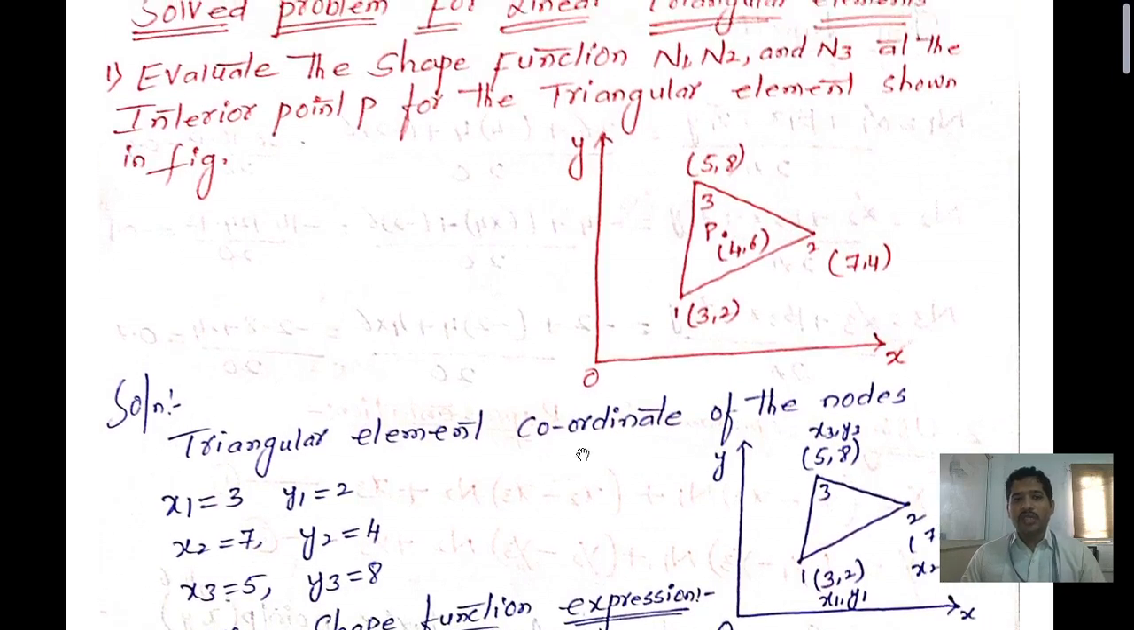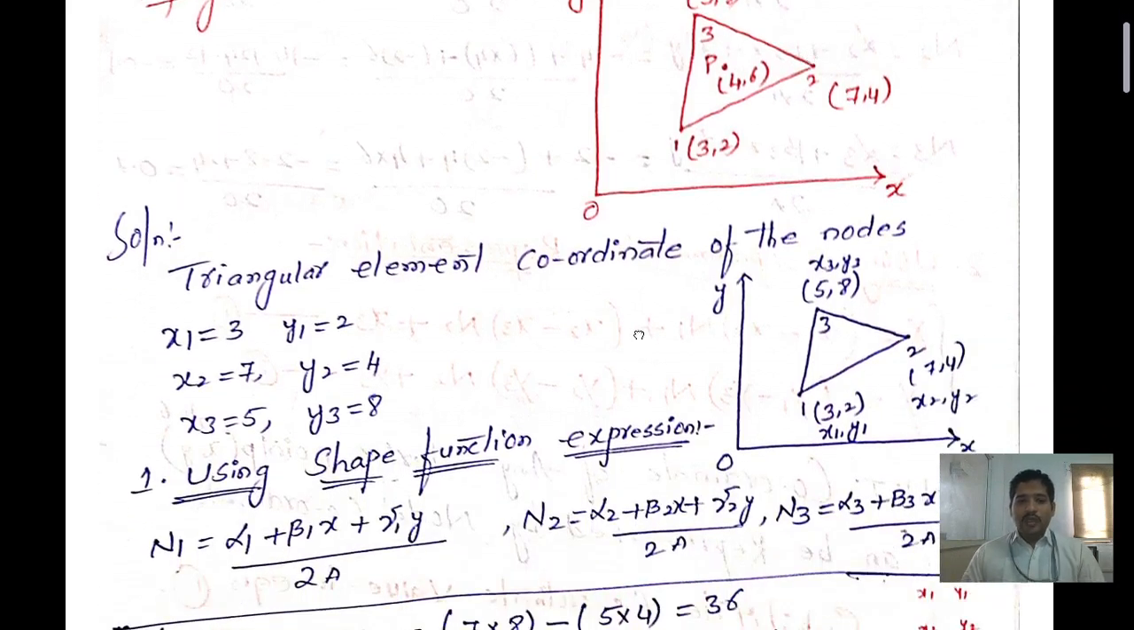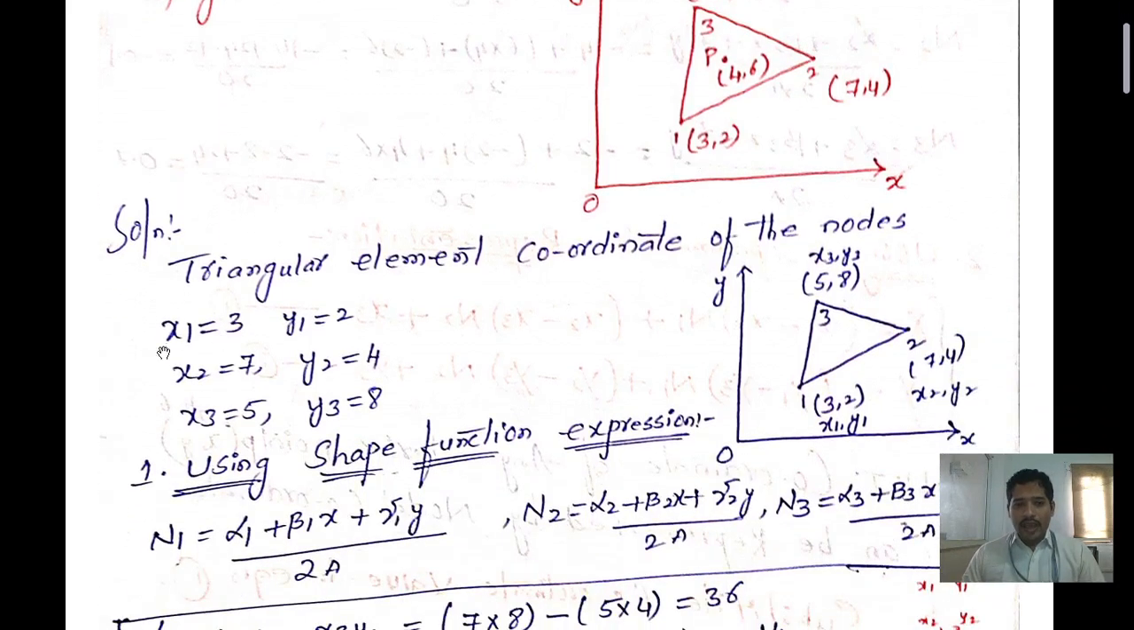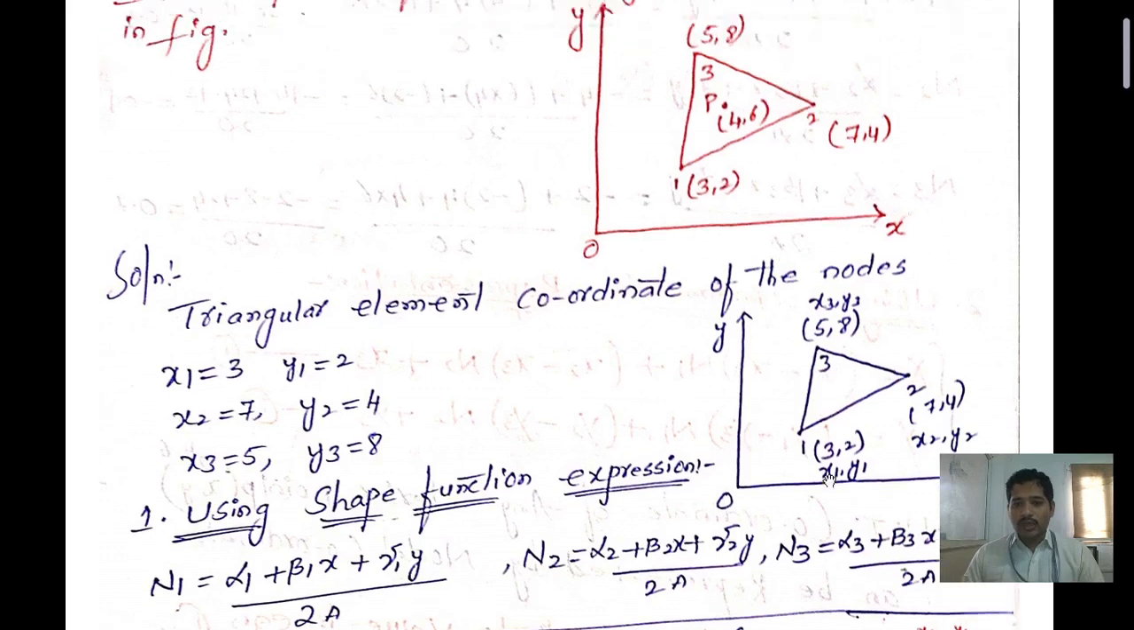Our intention is to find out the shape functions: the value of N1, the value of N2, and the value of N3 in the linear triangular element. Clear? So x1 is 3 and y1 is 2.